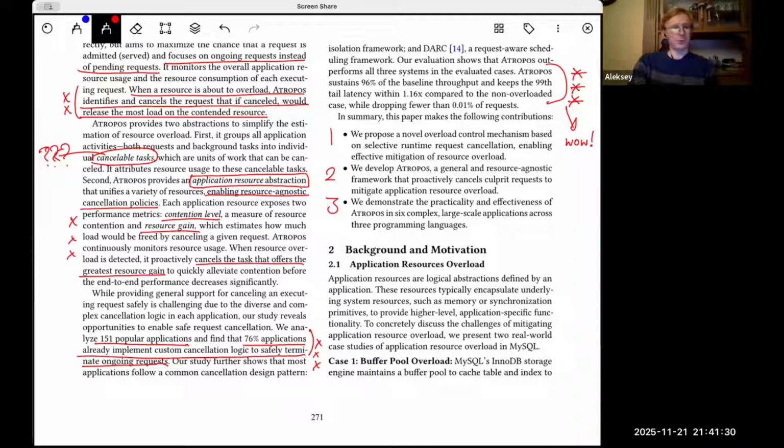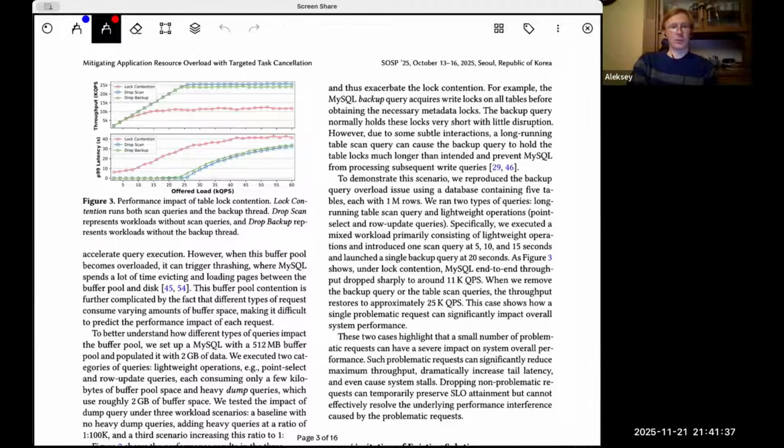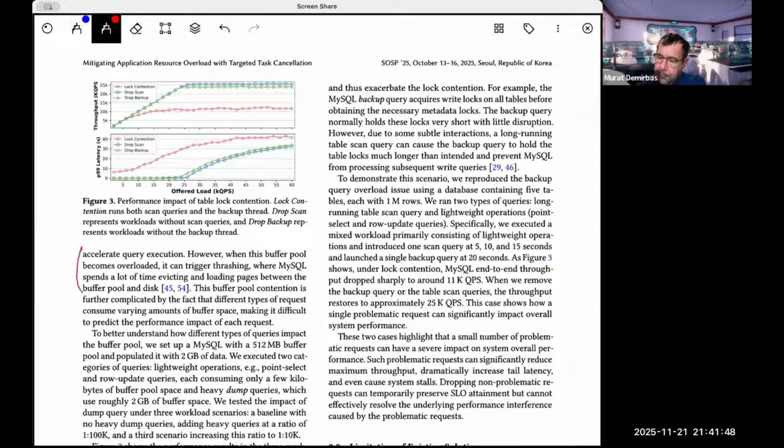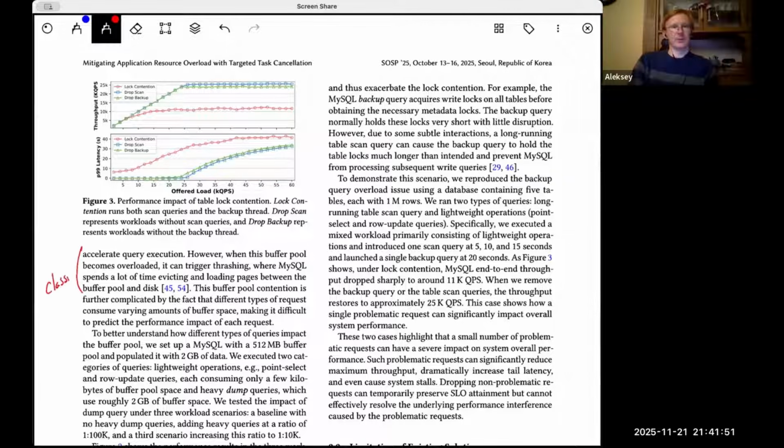MySQL's InnoDB storage engine maintains a buffer pool to cache table and index to accelerate query execution. However, when this buffer pool becomes overloaded, it can trigger thrashing, where MySQL spends a lot of time evicting and loading pages between the buffer pool and disk. Yep, classic. This buffer pool contention is further complicated by the fact that different types of requests consume varying amounts of buffer space, making it difficult to predict the performance impact of each request.